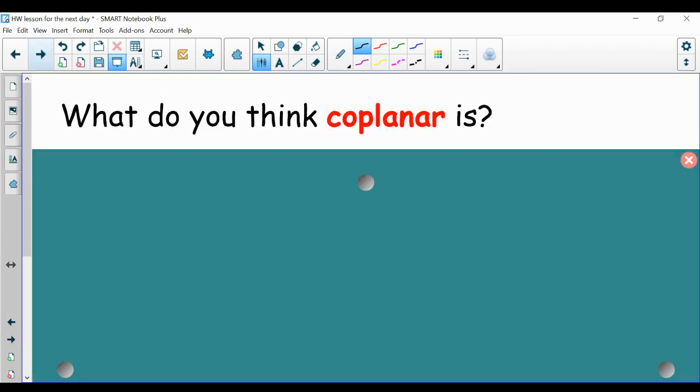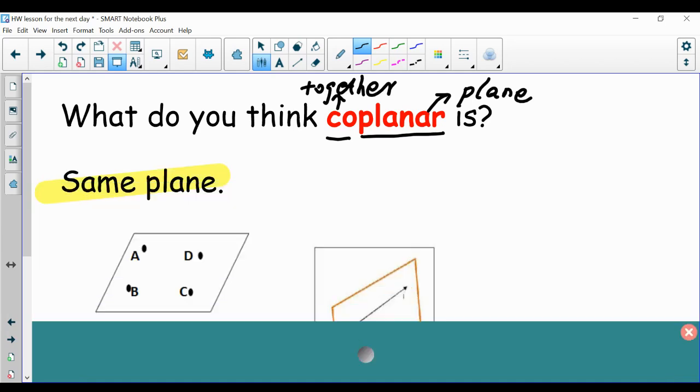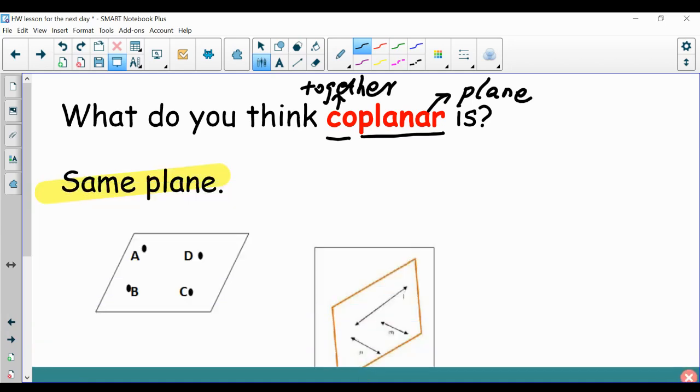Next, we have coplanar. And once again, we're going to separate it in two parts. We just said co means together. Planar, not the planner that you have like a scheduler. Plan means plane in geometry. So once again, that means all things are on the same plane, or all points are on the same plane.